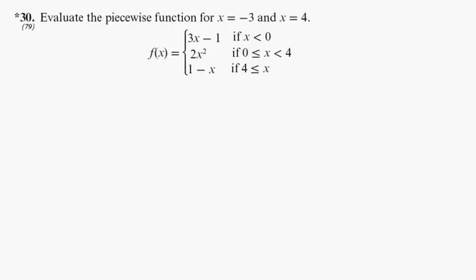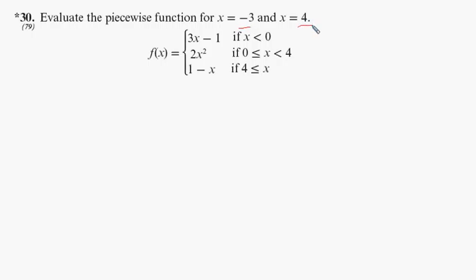Thankfully, they didn't tell us that we have to graph this. That would have been a fair amount of work. Here, all they're asking us to do is just evaluate what f of x is when x is equal to 3 and what it is when x is equal to 4.